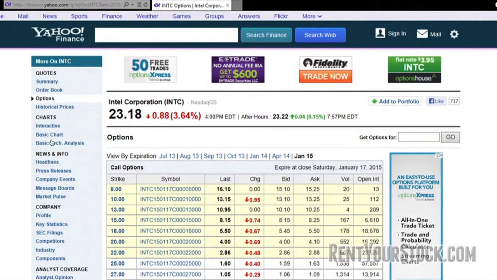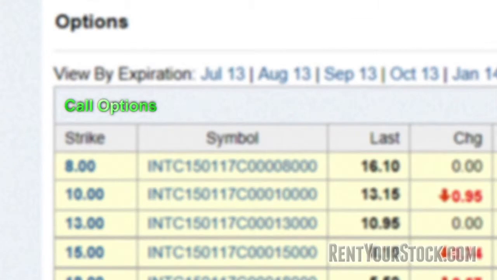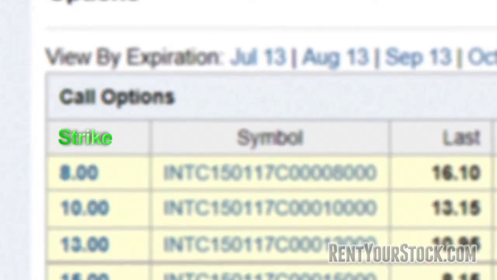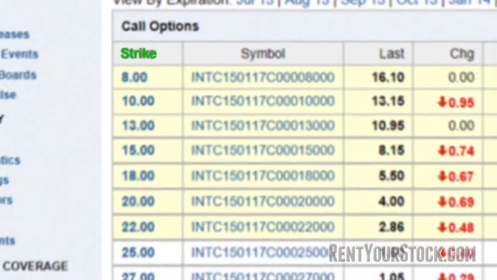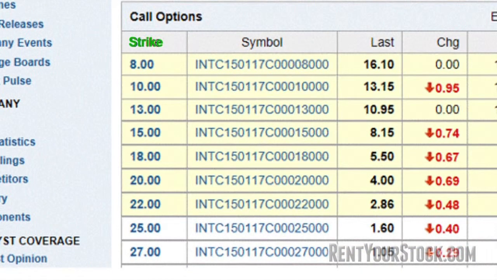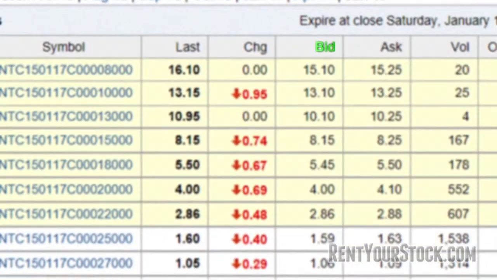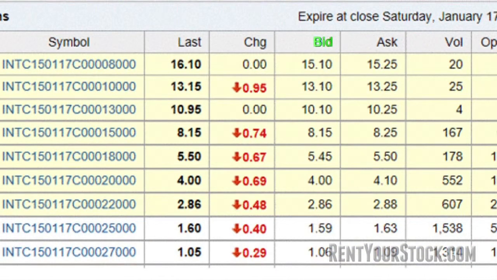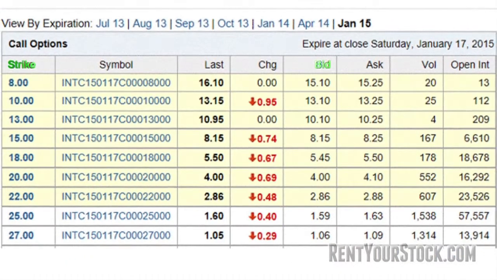The top portion of this grid is known as the call options section, and it shows you all of the rents that other investors are willing to pay you. The most important column on this grid is the strike price column. The strike price is the price that you would be willing to sell your shares for. The bid column reveals what renters would be willing to pay you in cash today for the option to buy your shares at the corresponding strike price.